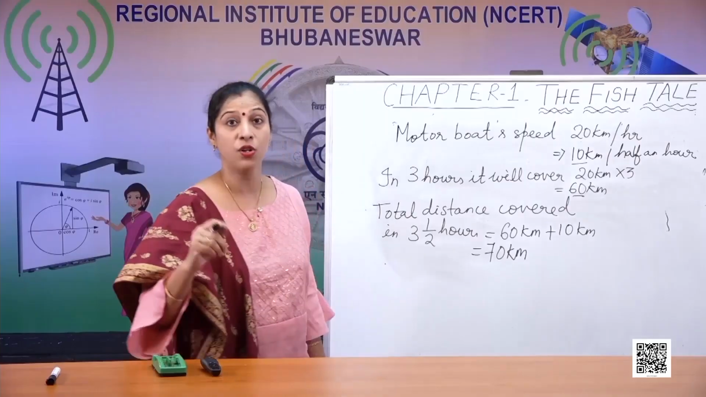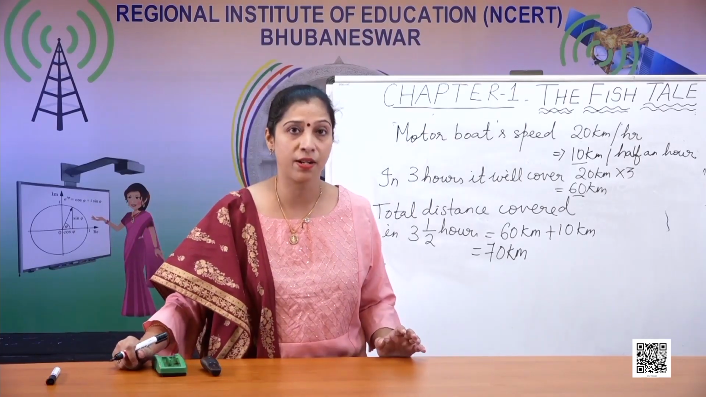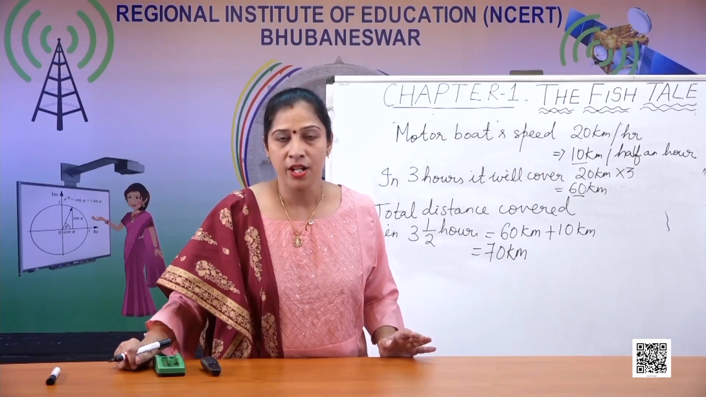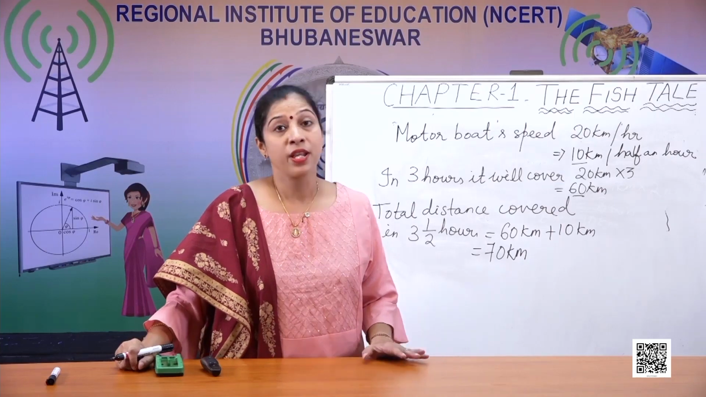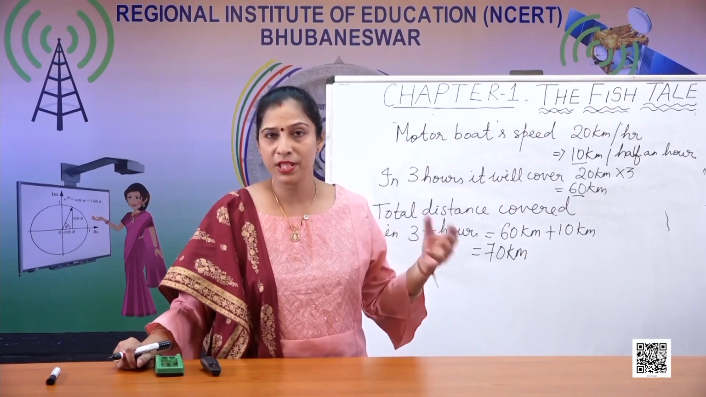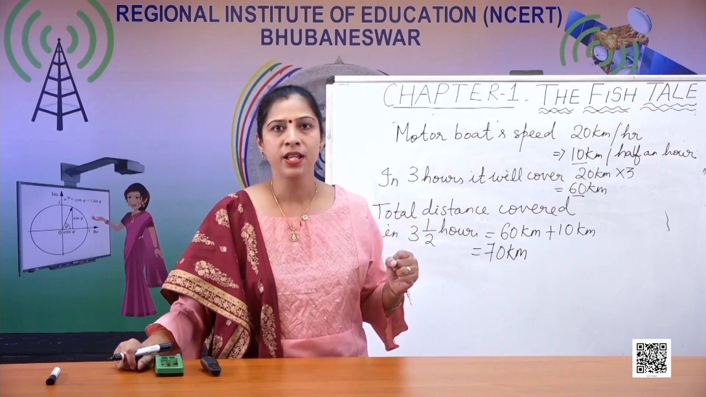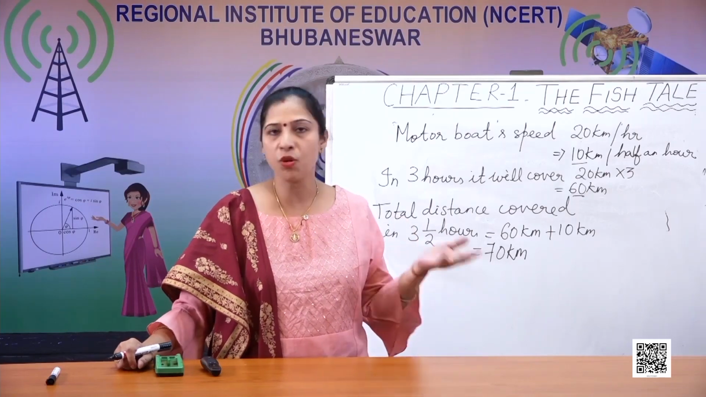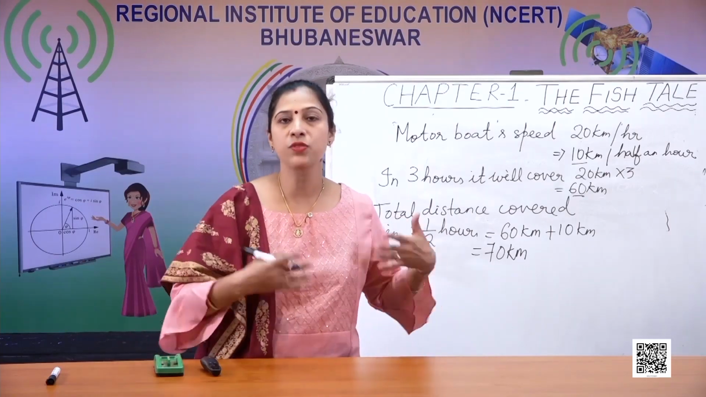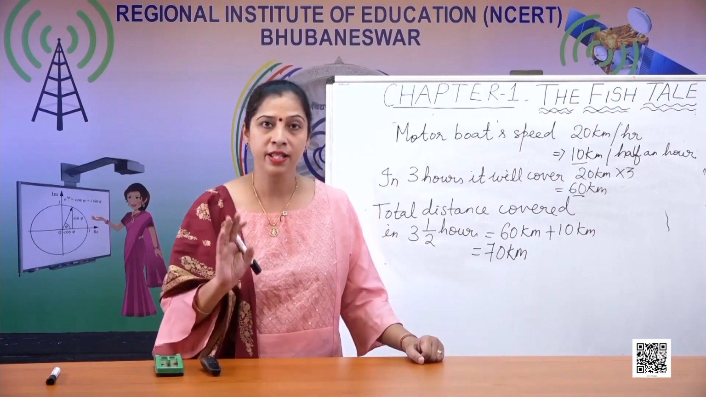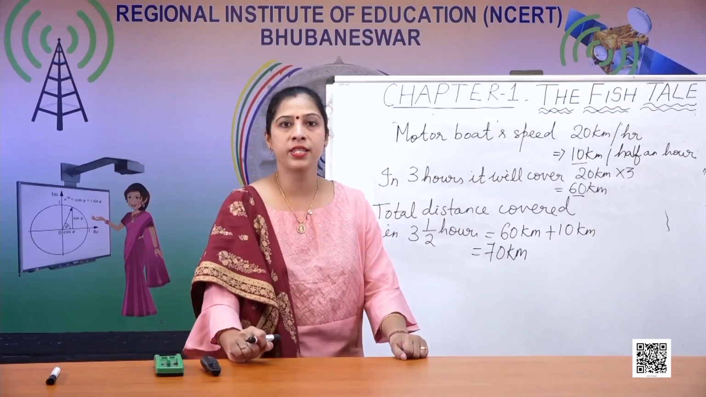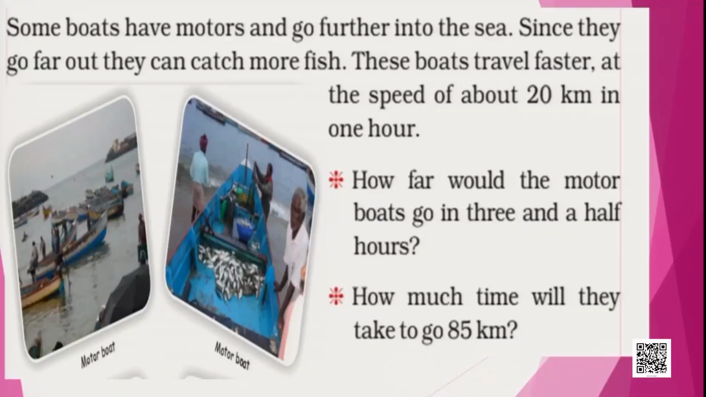That is a very longer distance than the distance covered by the log boat. So understood what is the difference? When there is a motor, the boat travels faster, so it can cover more distance. When there is no motor, only humans are making it walk or row, then it is slower. The next question is, how much time will it take to cover 85 kilometers?